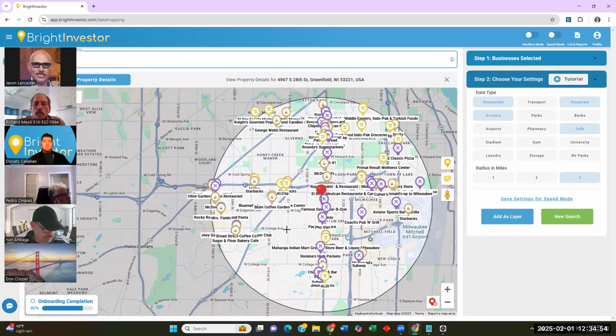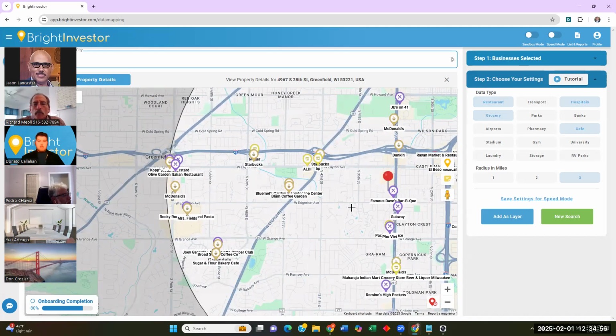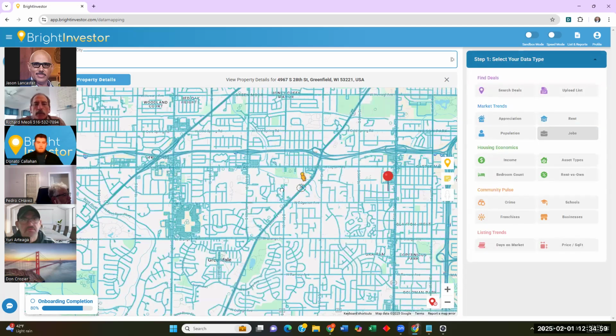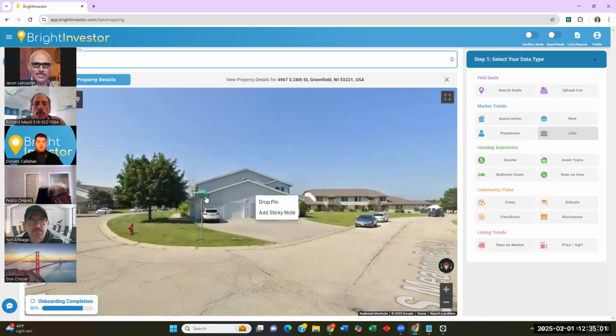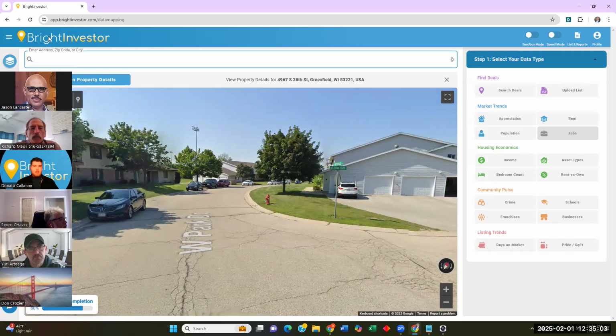So that's how I'd be using this to get a pretty good idea of street by street what makes sense. It's not far from the airport either, and then I'm just going to walk around right here in the neighborhoods.